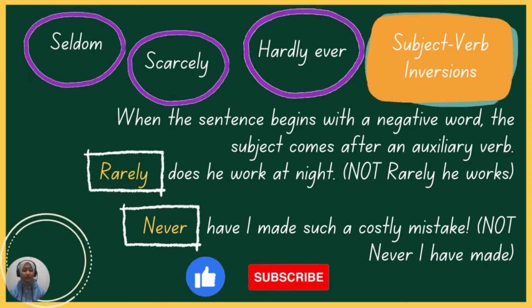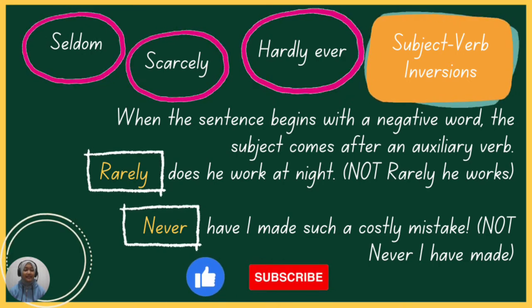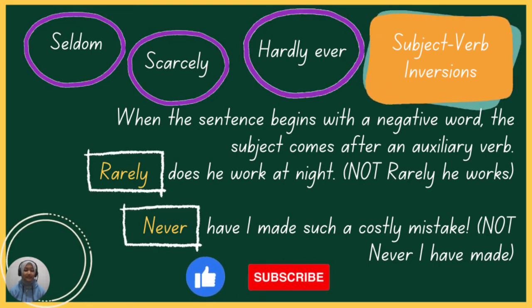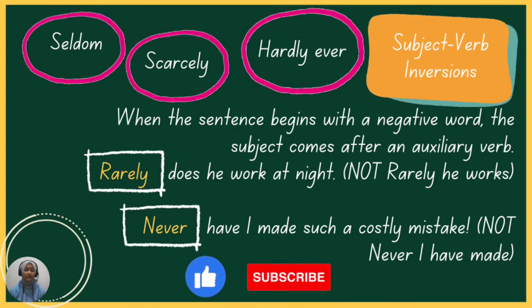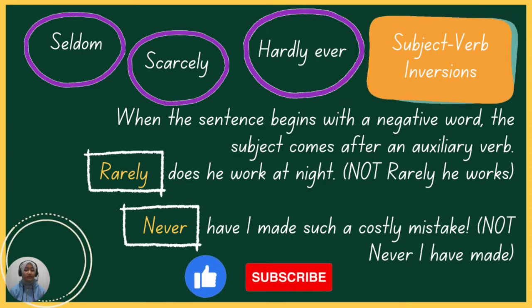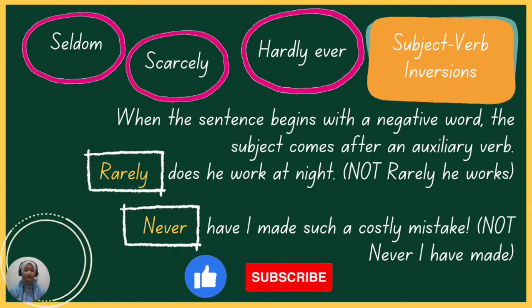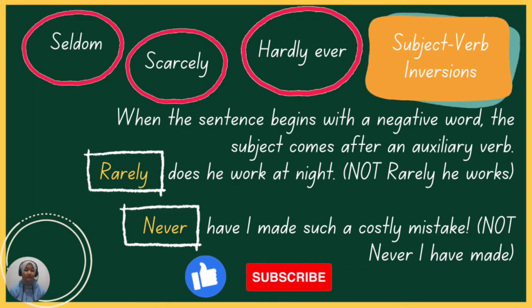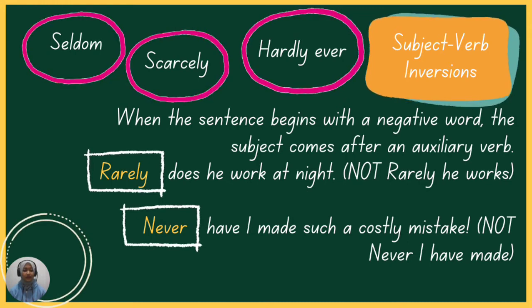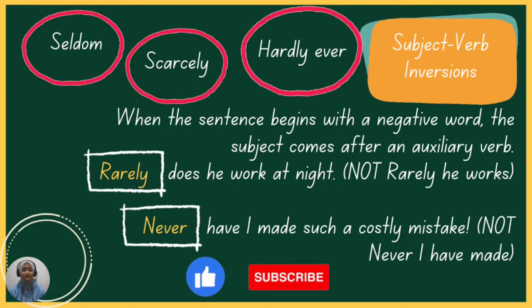Kita membutuhkan auxiliary sebelum subject nih ya. Rarely does he work at night. Kita lihat ada inversion. Di sini kita membutuhkan auxiliary verb sebelum subject ya. So the form is not "rarely he works." If you do have this negative word indicator, ya, ini bentuk yang sesuai dengan aturan dalam standard English.